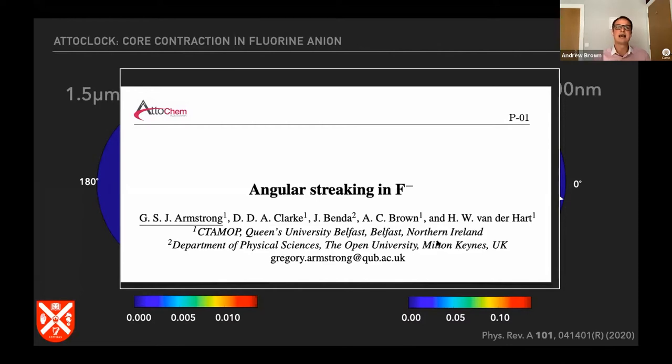But this is just to give you an indication that with this arbitrary polarization, now we're able to address circularly or elliptically polarized fields. So we're looking at other attoclock setups, looking at various other things that we can do with this capability.